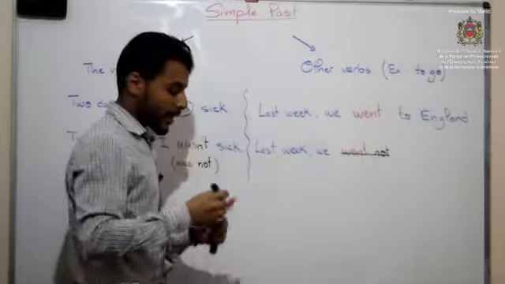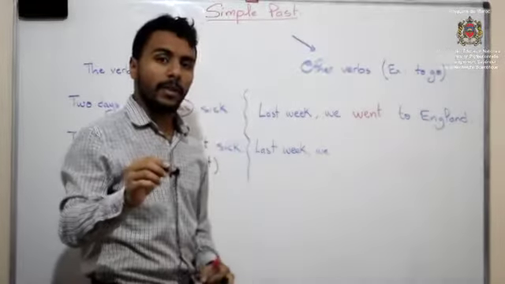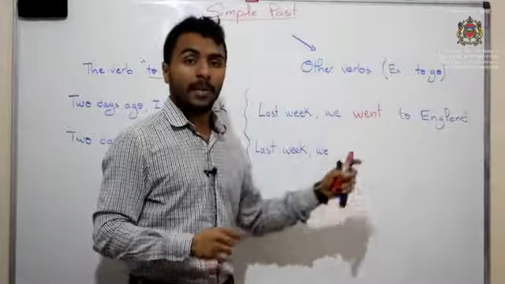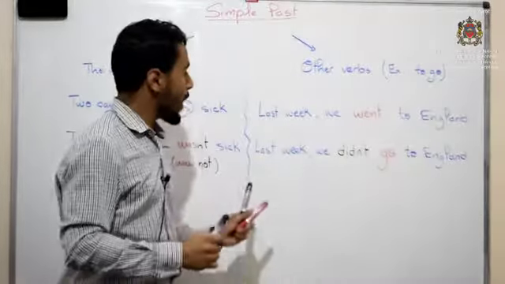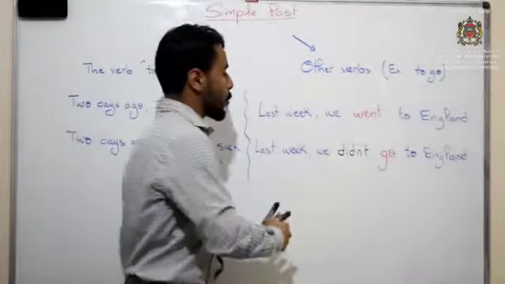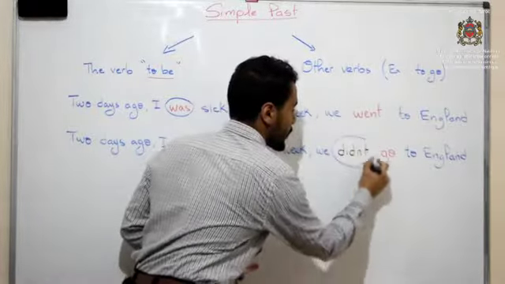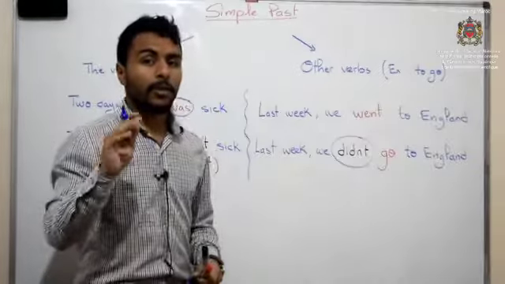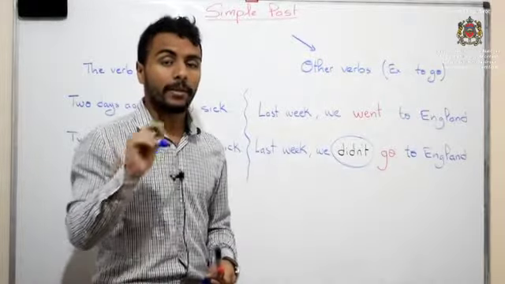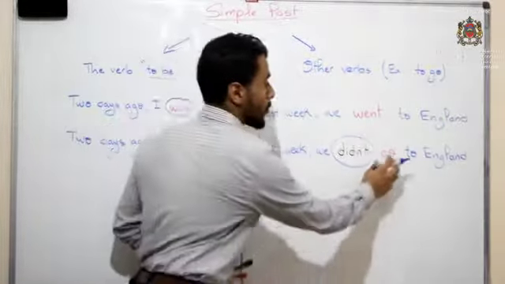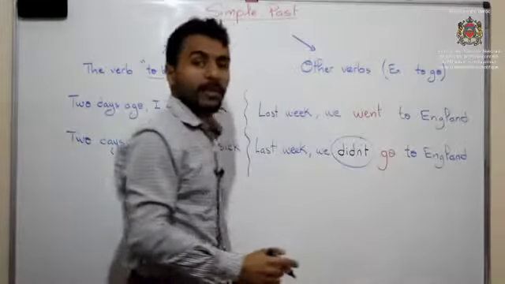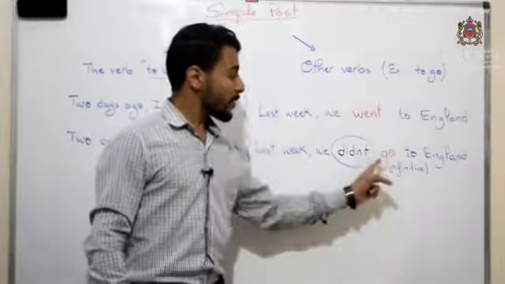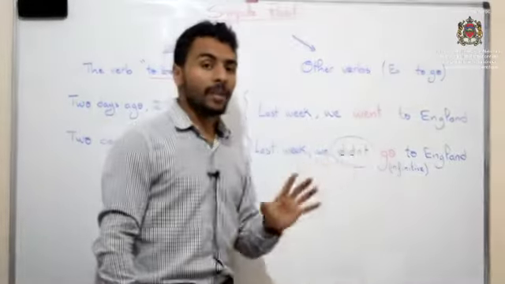Not correct. What we have to do is bring another verb that can help the verb go in negative. And you have to say, last week we didn't go. It's not "didn't went." Don't say "didn't went," say "didn't go." Put the verb back to infinitive. So add didn't plus the original verb and don't change the verb.